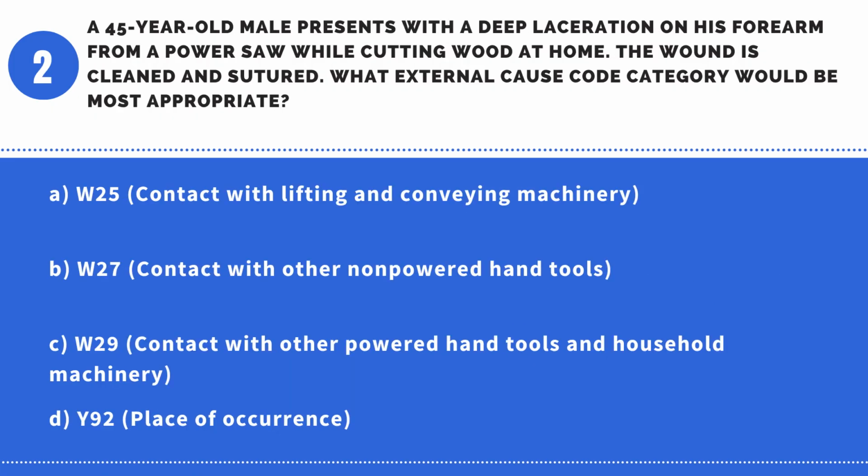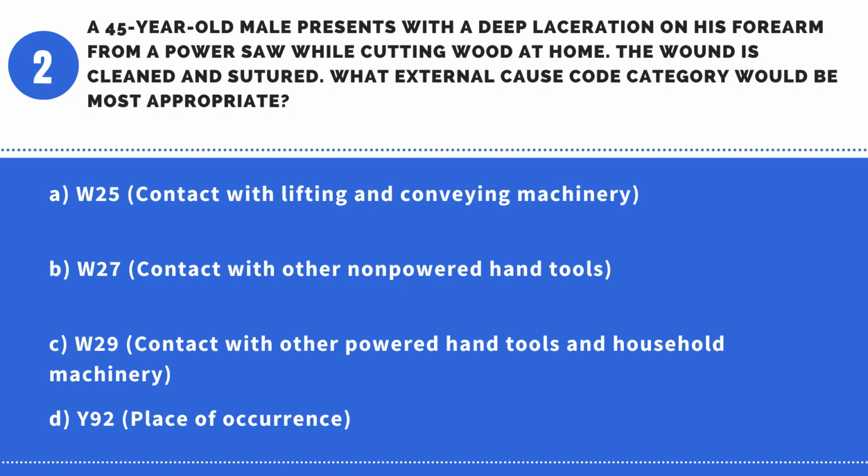Question 2. A 45-year-old male presents with a deep laceration on his forearm from a power saw while cutting wood at home. The wound is cleaned and sutured. What external cause code category would be most appropriate?